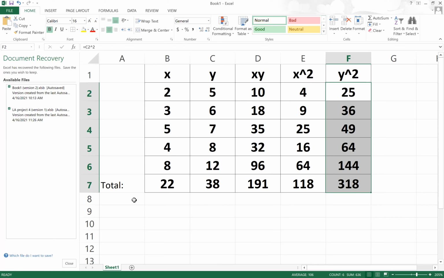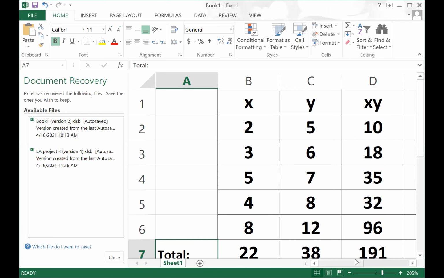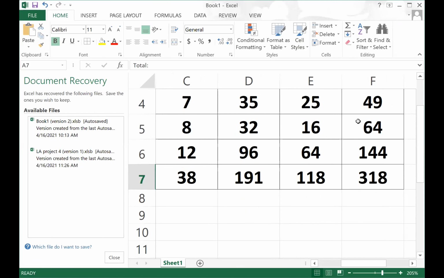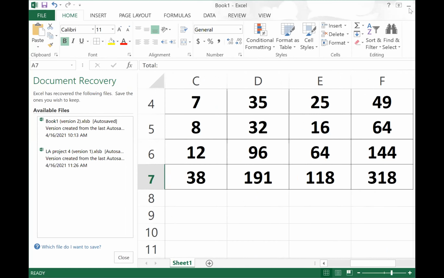Okay. All right, so now the prep work is done, right? So that means we have all these numbers ready. Then go back a little bit. Let's just transfer these numbers here, okay, to what we have here. So summation xy, 191, 118, 318. So go back here.